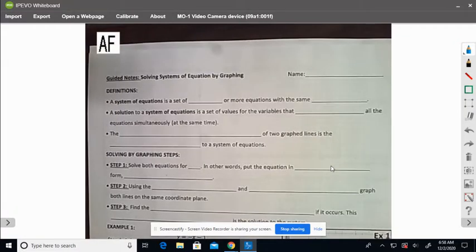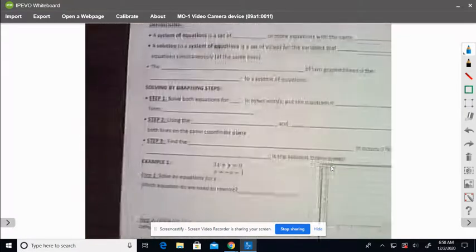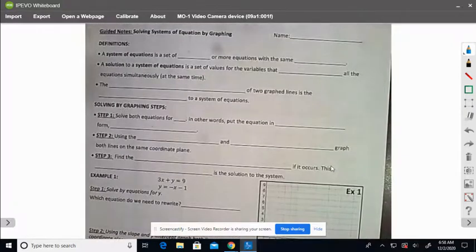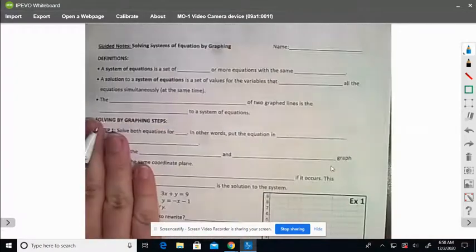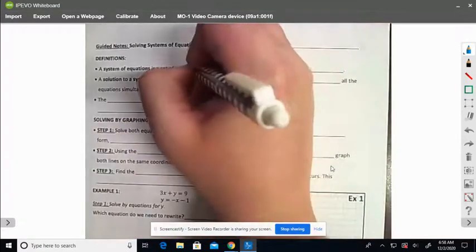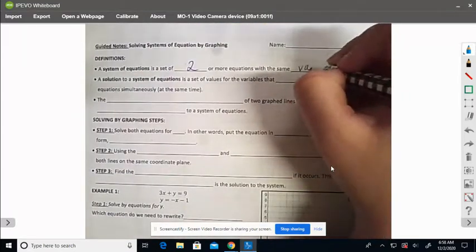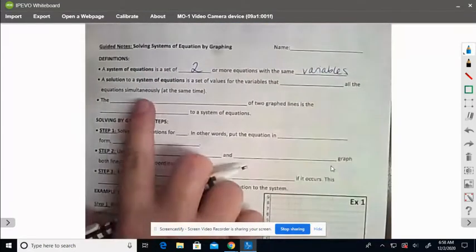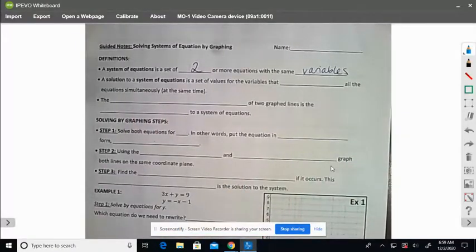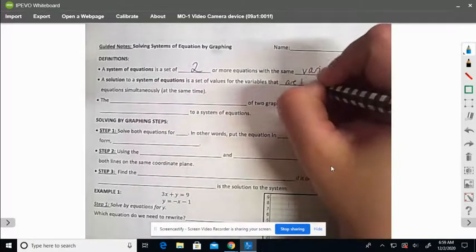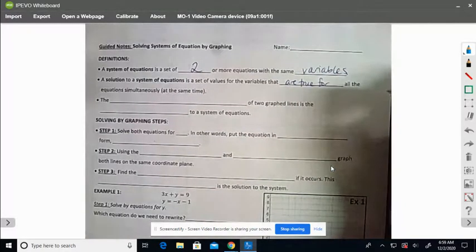Good morning, guys. Today we are going to talk about solving systems of equations by graphing again, except now we're going to deal with trickier equations. A system of equations is a set of two or more equations with the same variables. A solution to a system of equations is a set of values for the variables that are true for all the equations simultaneously, at the same time.